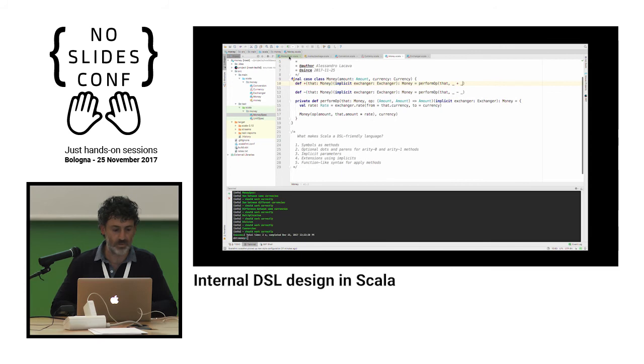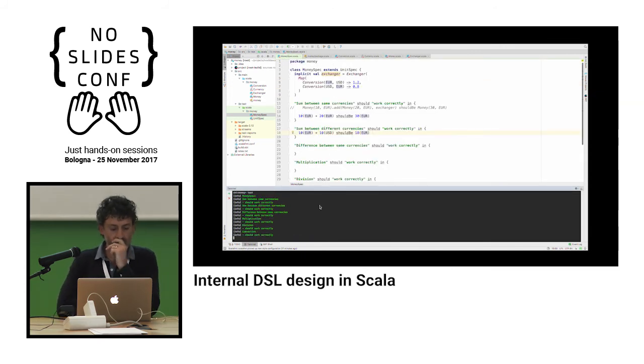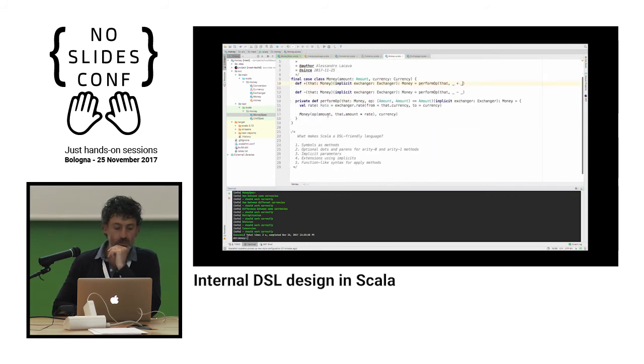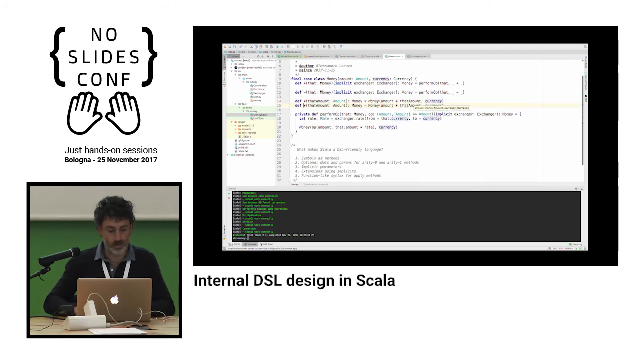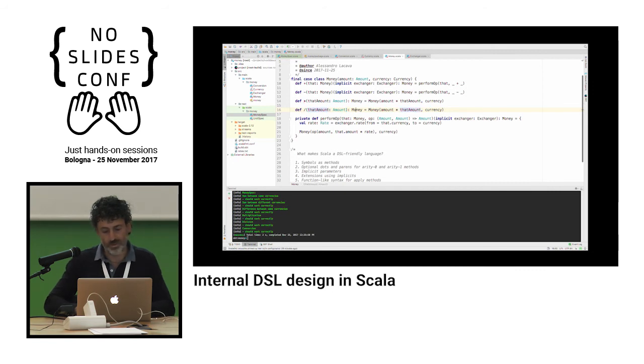Let's see if the test still passes. Okay. So, still works. Okay, so let's define also multiplication and division. Of course, in this case, we multiply by an amount. We don't multiply 10 euros by $10. Doesn't make sense. And here, we don't need the conversion because we just act upon the amount. So it would be money amount multiply that amount currency, and then the division is the same.